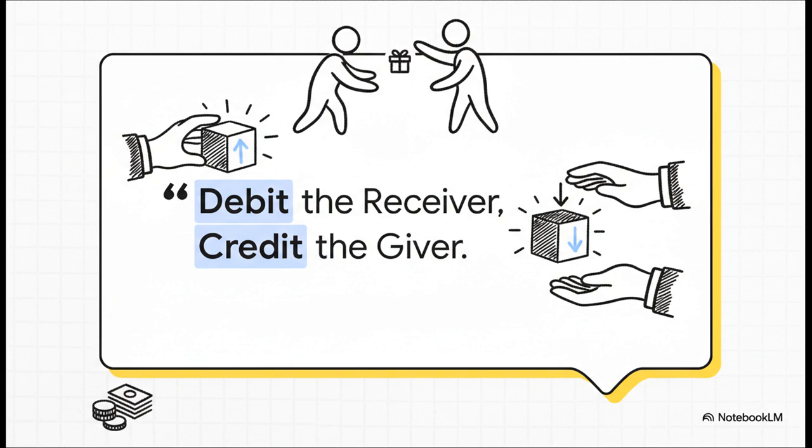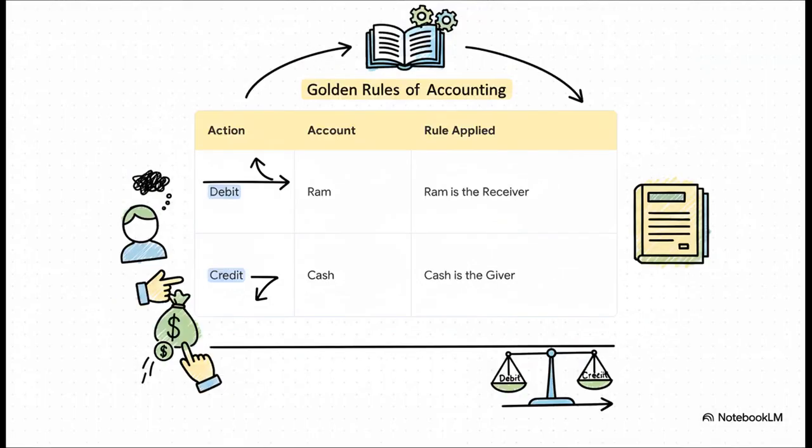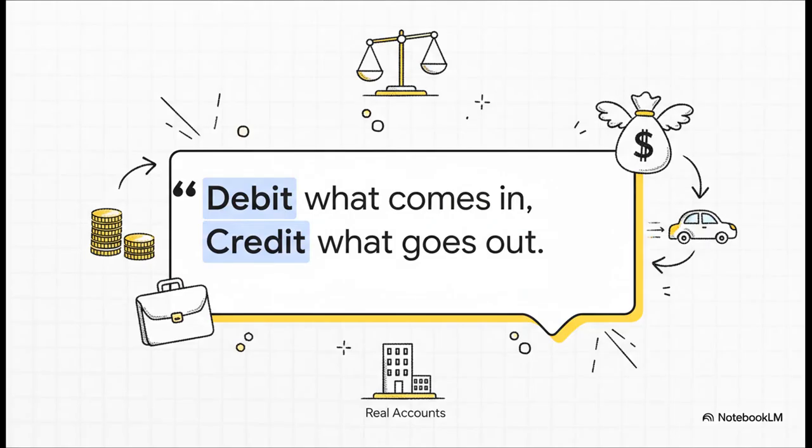Let's look at an example to see how easy this is. Okay, check out this example. We paid 1,000 rupees to Ram. Let's apply the rule. Who is receiving the money? Ram is. So, debit the receiver. We debit Ram. What did we give away? We gave cash. So, credit the giver. We credit the cash account. See? Perfect balance.